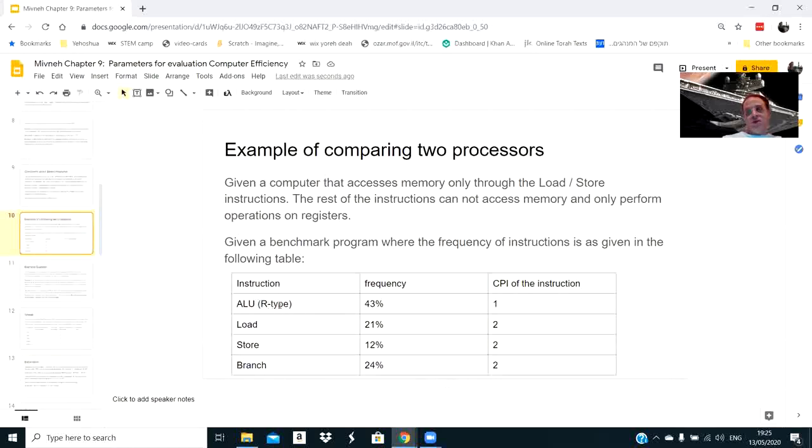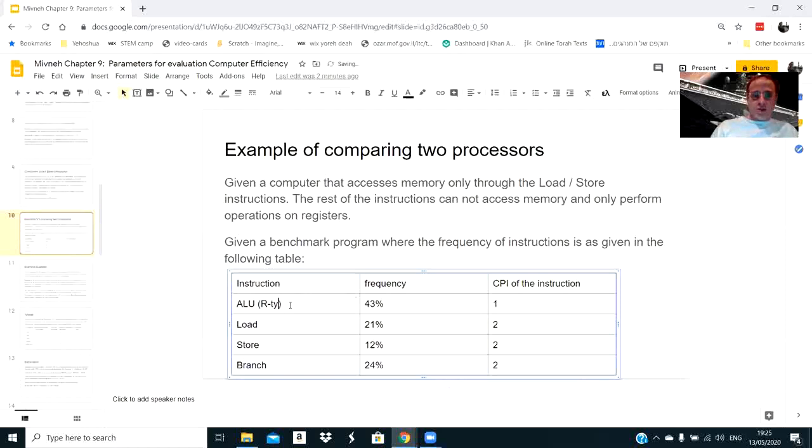Actually, I'm going to change this. They're adds. Let's take a particular command. 43% are adds, 21% are loads, 12% are stores, and 24% are branches. And the CPI of these particular instructions are 1, 2, 2, and 2. That means a branch takes 2 cycles. A store takes 2 cycles. It's obviously not MIPS. It's a different computer.